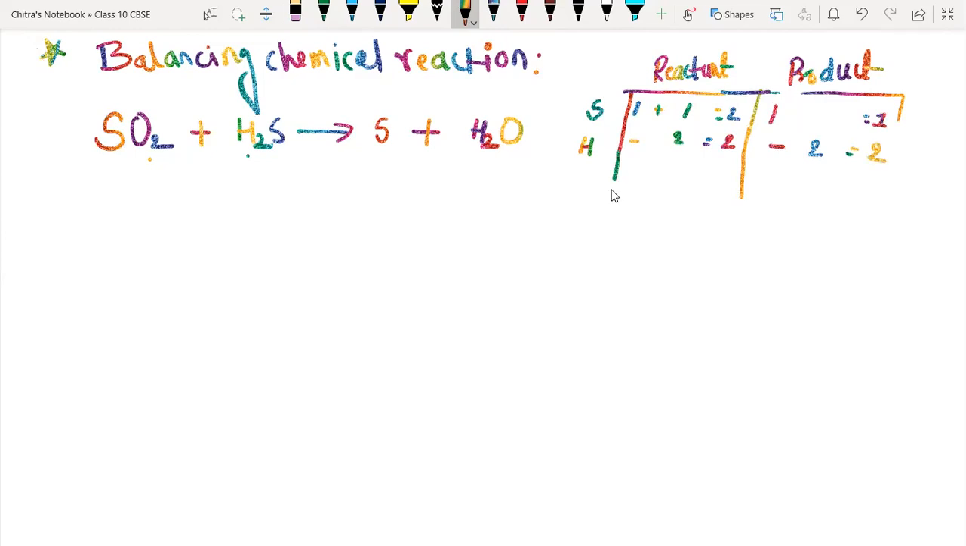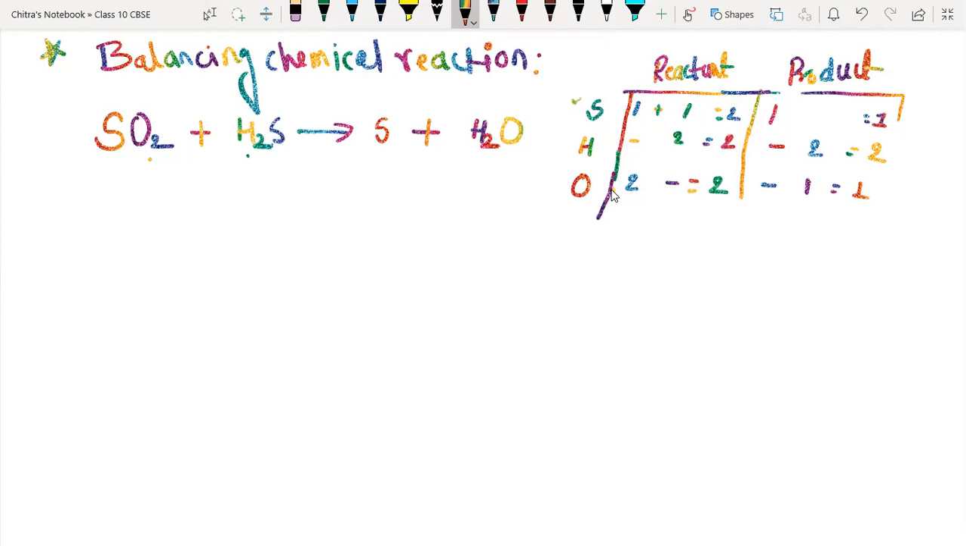Now we have to take oxygen. On the reactant side here we have 2, and no oxygen is required for the other reactant. So the total number of oxygen is 2. On the product side, here we do not have any oxygen, but here we have 1. So here we write only 1 oxygen. We will balance sulfur later on.